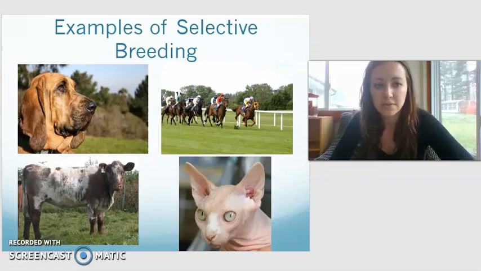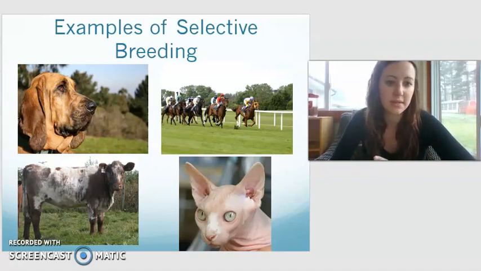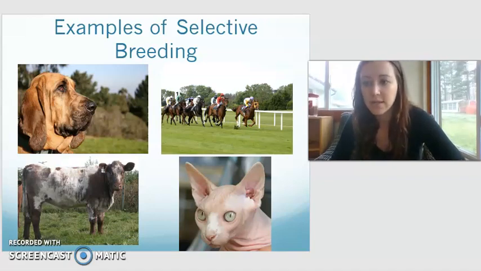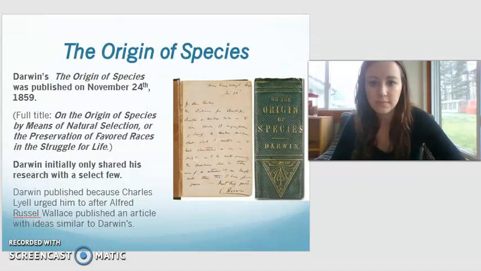So that's different than natural selection. You can kind of tell by the name. Natural selection is something that's happening that's governed by nature. It's a natural process, whereas selective breeding or artificial selection is when humans are getting involved and choosing organisms that have more favorable traits for our benefit.